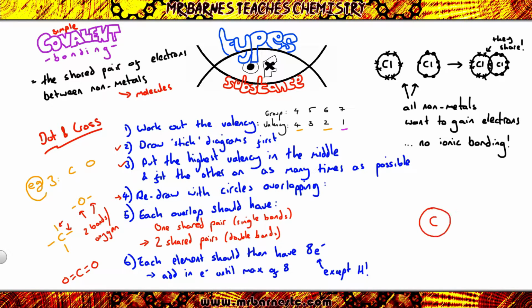So I now redraw that with my circles overlapping, and because it's a double bond, I put 2 shared pairs in, so 2 dots and 2 crosses. I then make sure I have 8 electrons. Carbon's correct, oxygen isn't, so I fill them out.